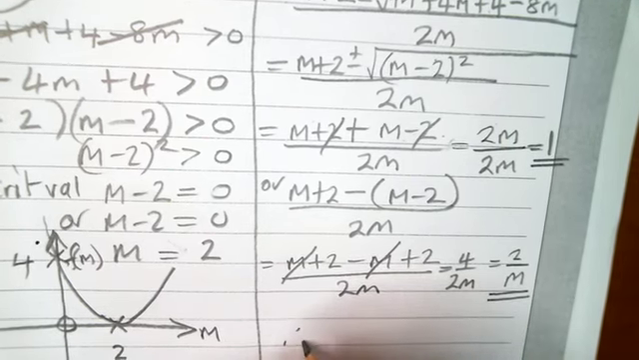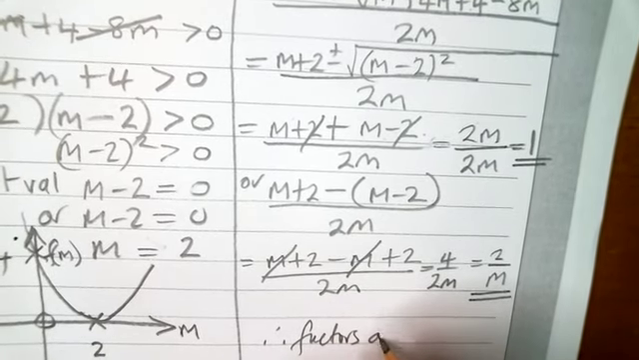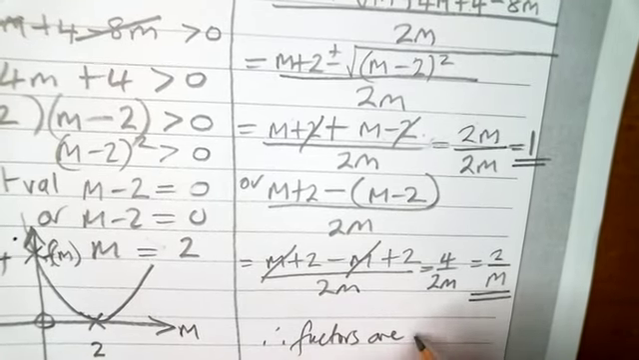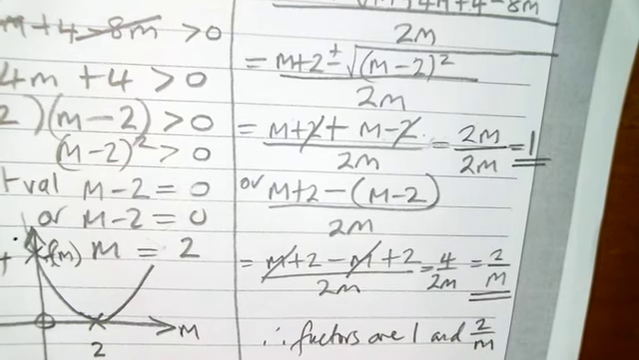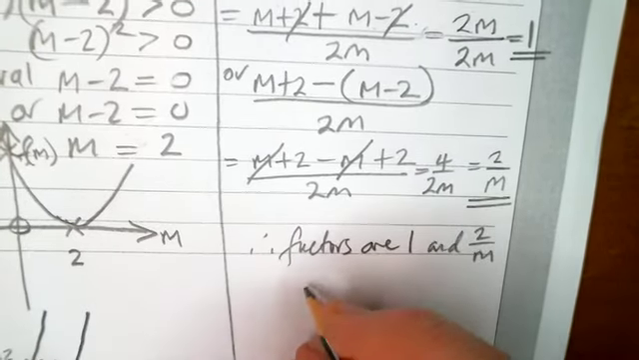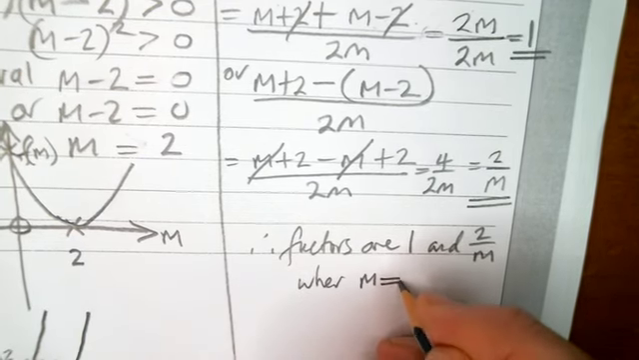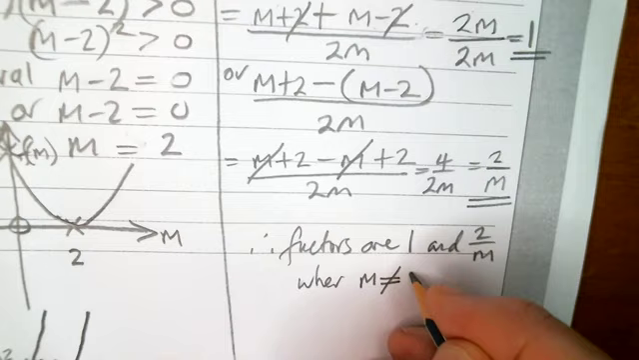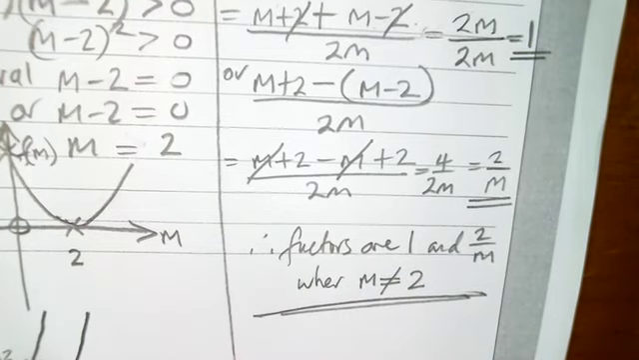So therefore, factors are 1 and 2 over m. And we should make a note that m cannot be 2. And that's how I would go ahead and write my solution to that. Hope that makes sense.